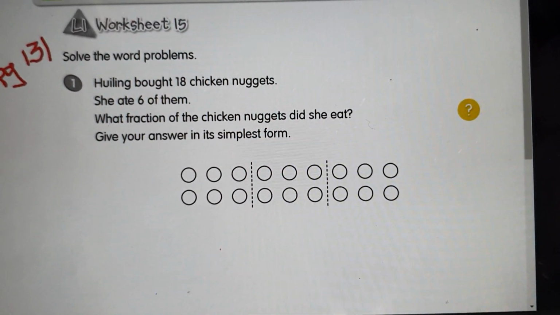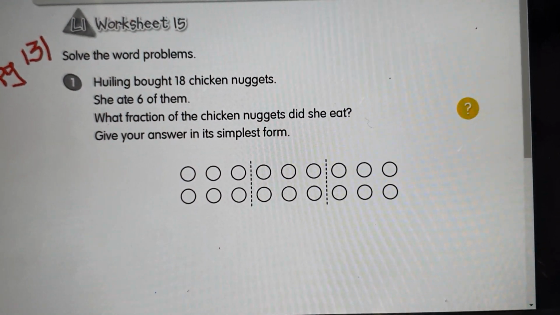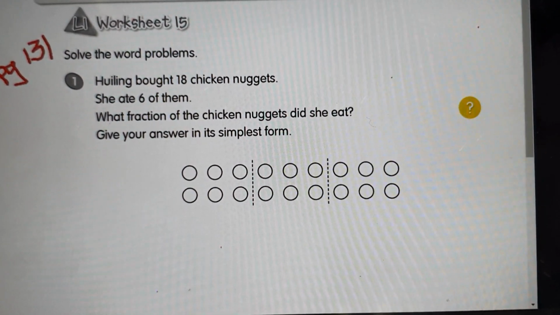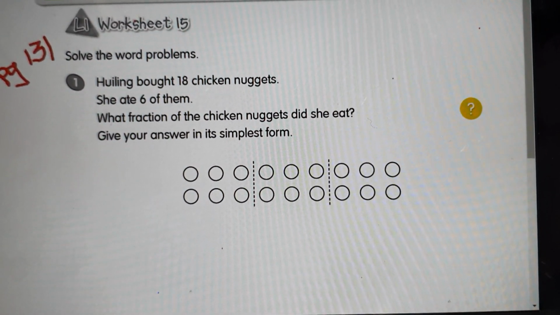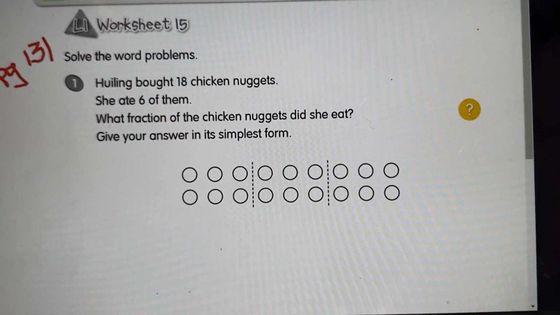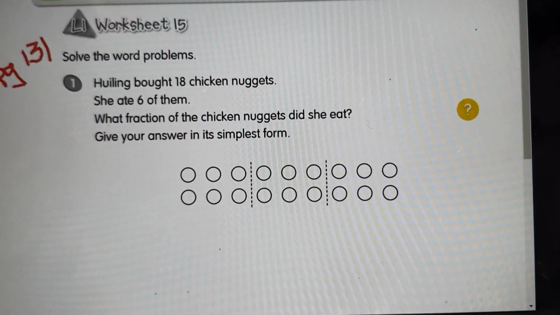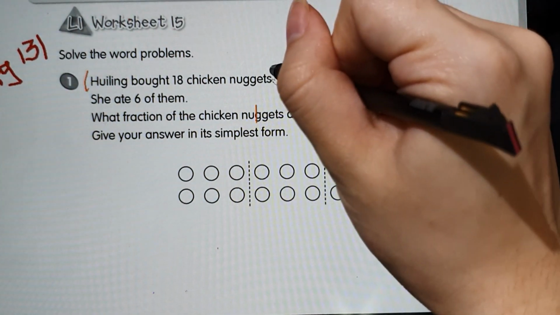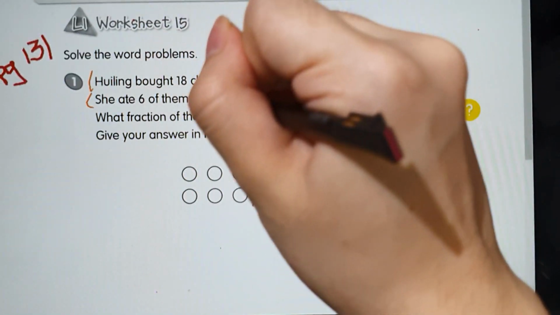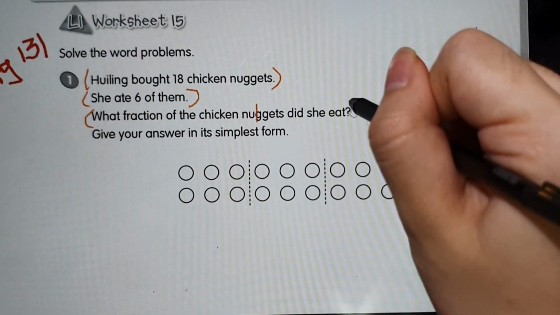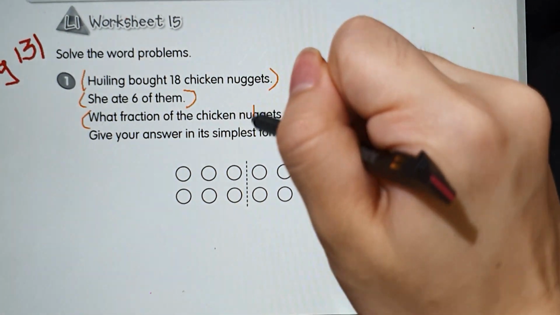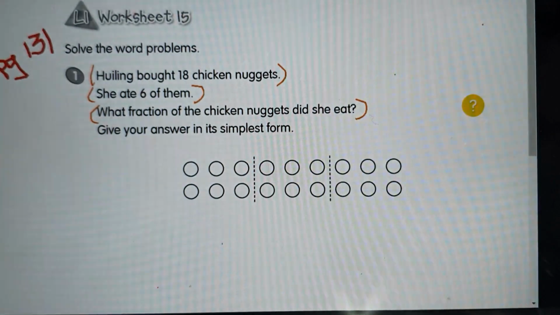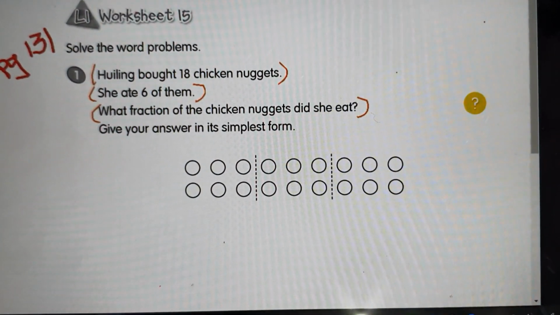Hui Ling bought 18 chicken nuggets. She ate 6 of them. So what fraction of the chicken nuggets did she eat? I told you before that when you try your word problems, please make it a habit to actually break them down into shorter sentences like this. So, for the first sentence, I know that Hui Ling bought 18 chicken nuggets.